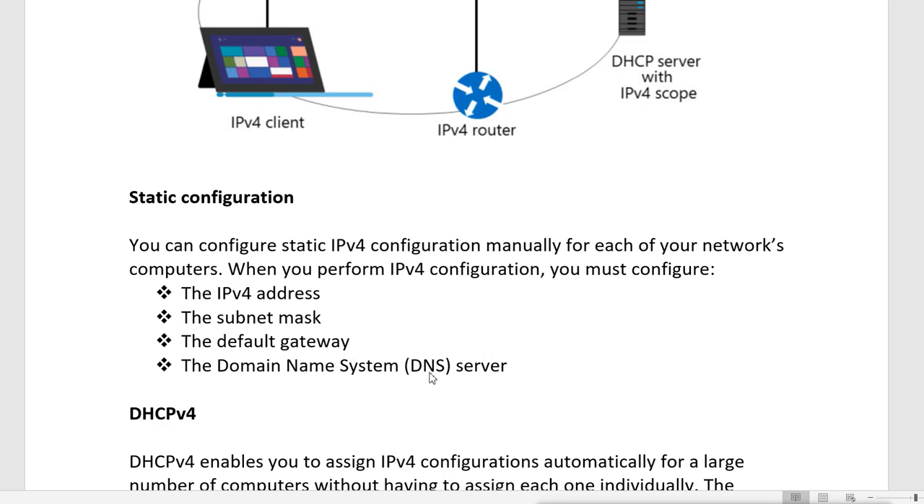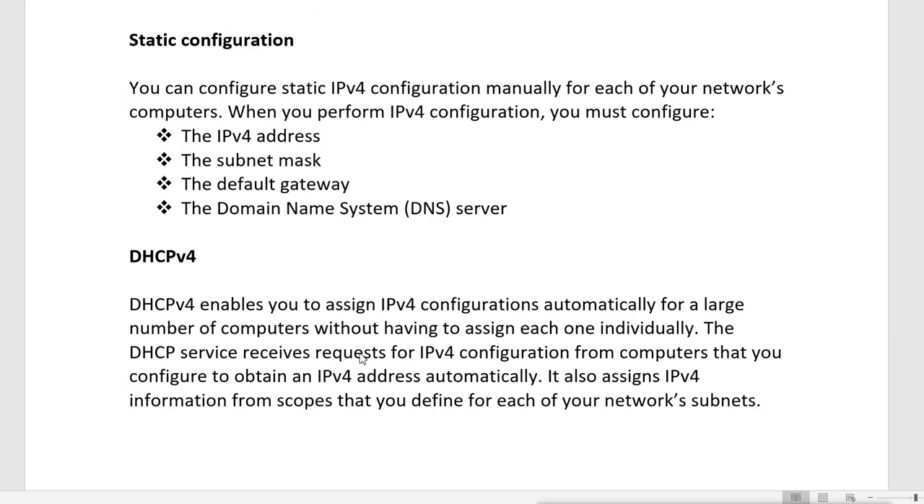Then if you use DHCP, DHCP is for IPv4 addresses. DHCP v4 enables you to assign IPv4 configuration automatically for a large number of computers without having to assign each one individually. The DHCP service receives requests for IPv4 configuration from computers that you configure to obtain an IPv4 address automatically. It also assigns IPv4 information from scopes that you define for each of your network subnets.